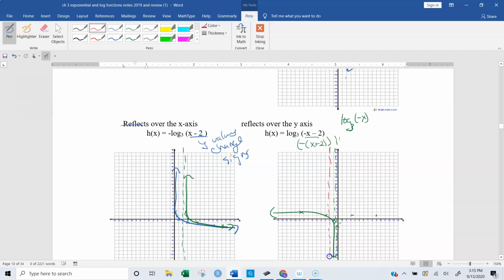Okay, so now we're going to move every point 2 to the left. So you're just going to take this point and move it left 2. This point, move it left 2. This point, move it left 2. Oops. This one 2, and this one 2. And there is your reflection and your transformation. I hope you did a good job.